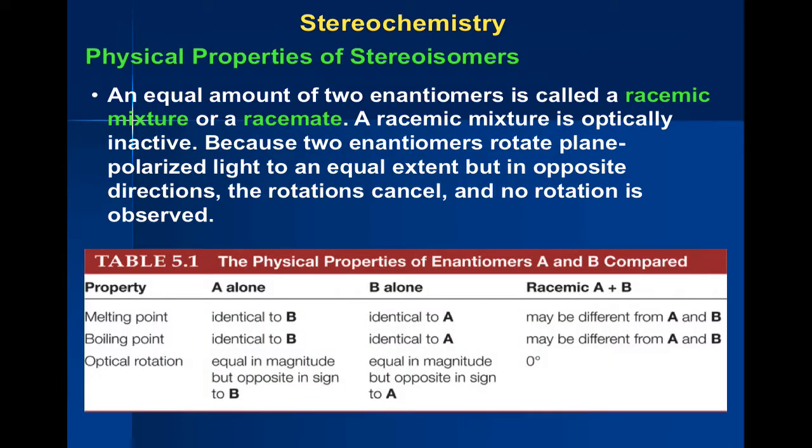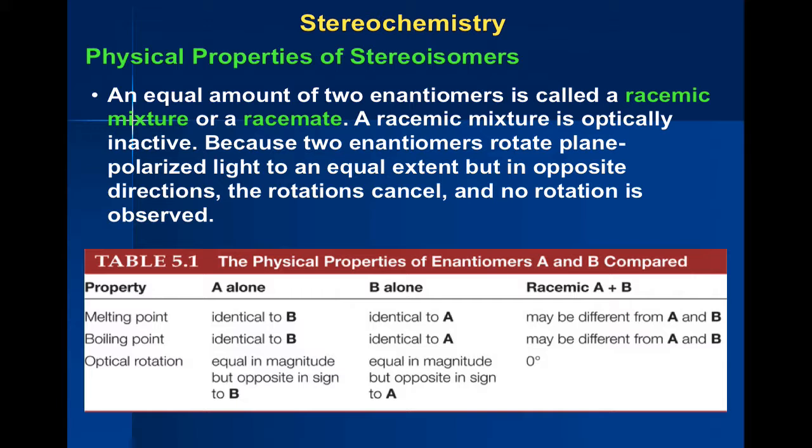Now we've already talked about this a little bit. If we have an equal amount of 2 enantiomers, we're going to call that a racemic mixture. Some people call that a racemate. I just say racemic mixture, or I say that it's racemic. I rarely use the term racemate, but that's just my preference.